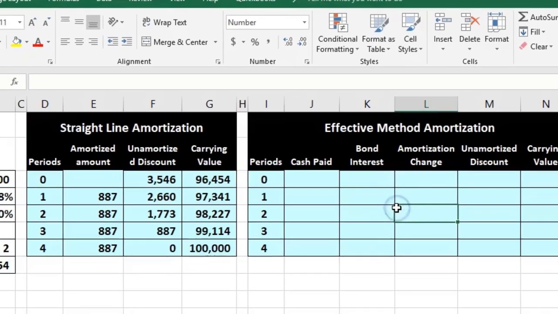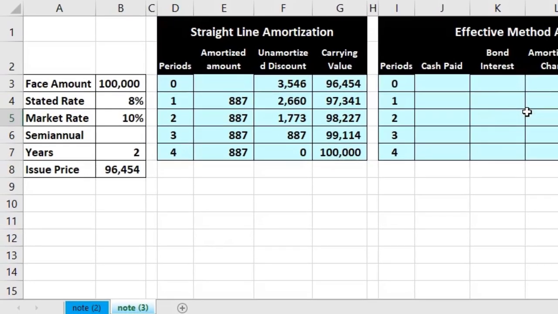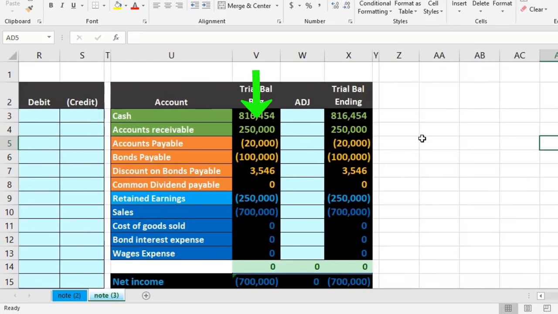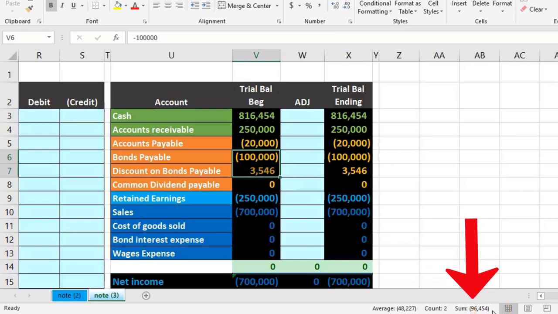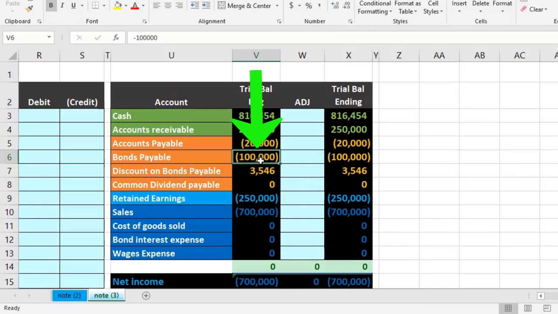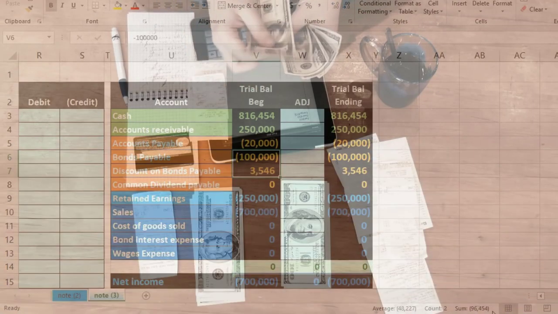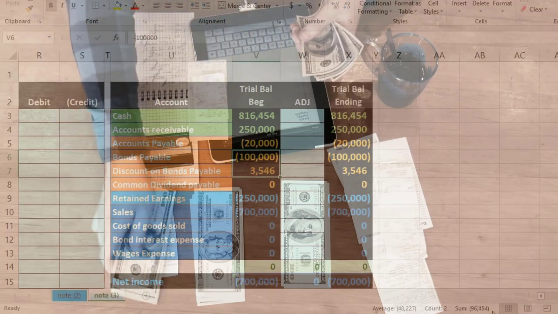So let's see this in terms of the trial balance, what's on the trial balance at the start, and what's going to happen as we go through this. When we record the bond, we have it on the books now. We got cash of 96,454. Then the bond is on the books for 100,000. That's what we owe at the end. And then we have this discount, the difference between these two, which is the carrying amount, 96,454, the actual money we got.